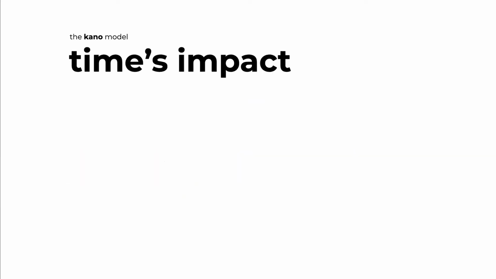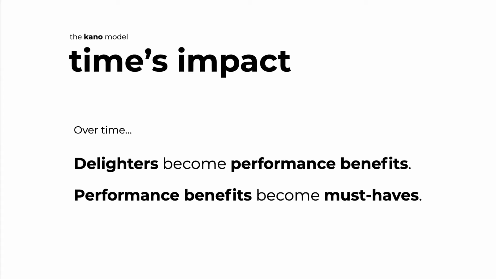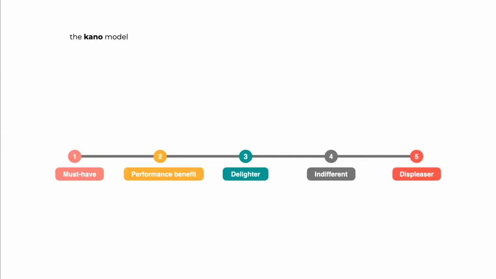Thinking of it being on a spectrum, though, brings up this important concept of time. So over time, delighters become performance benefits. As your customers get used to these delighters and other companies start copying you, they become things that customers expect. They become performance benefits. Over time, those performance benefits become must-haves. And so if we're thinking about this with our spectrum here, you can see how they move along that spectrum from being a delighter to a performance benefit to a must-have. And I think this is important to bring up because the graph with the three lines just feels so rigid, but it's actually not. It's very fluid.